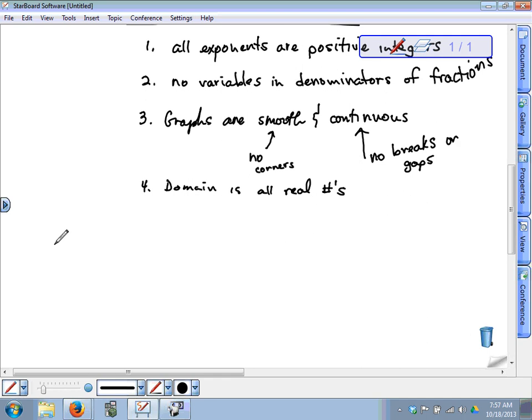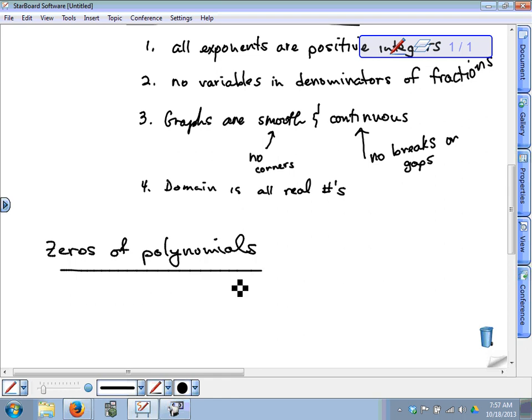So let's go into the first topic, zeros. Zeros of polynomials. Did you need a note, Cole? Okay.